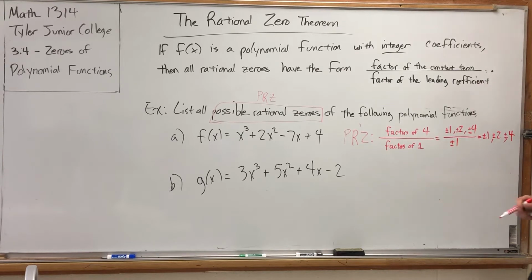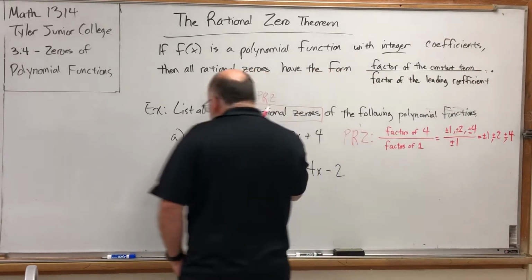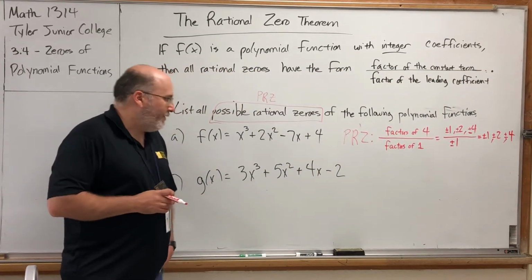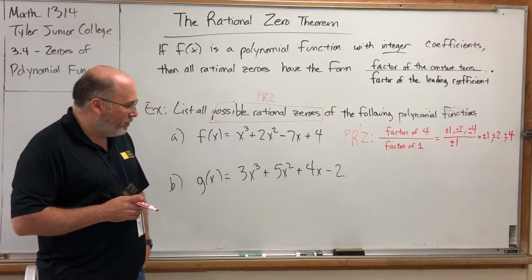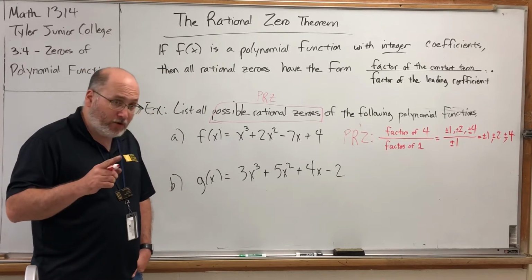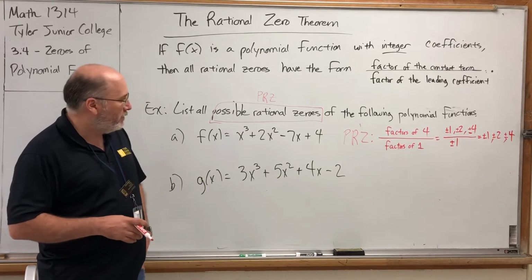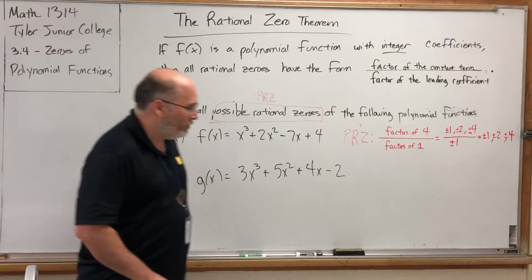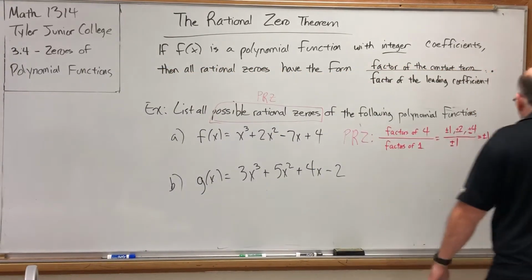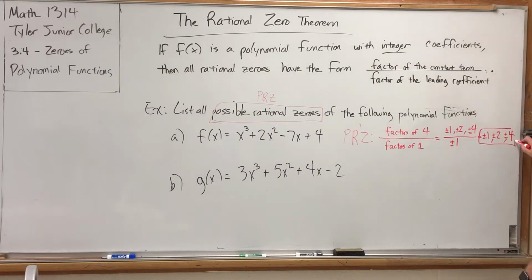So what does that mean about this function? That means that if I had to guess a number that was a rational number, meaning a ratio of integers, which could reduce to an integer, if I had to guess a number that makes this equal to 0, there's only 6 numbers I need to try: 1, -1, 2, -2, 4, and -4. So I've limited my guesses from infinity to 6. That's a big jump. Let's try the second one.